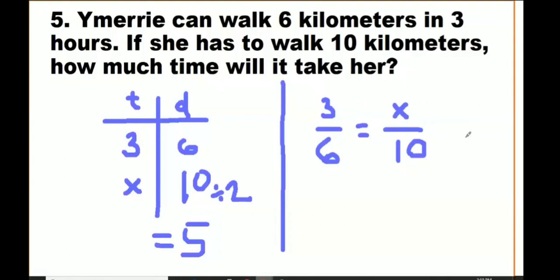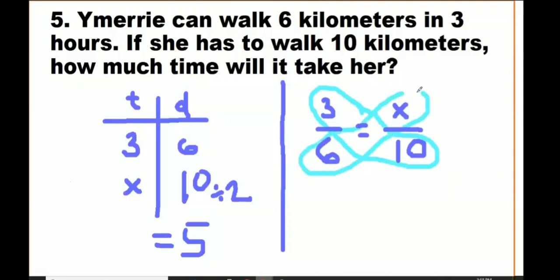So let's apply now the butterfly method. That's the first wing and the second. Okay, again, let's use the fast way here. So multiply the side that has complete numbers. 3 times 10, that's 30. And then immediately divide by 6, which is the unknown. So 30 divided by 6 is 5.